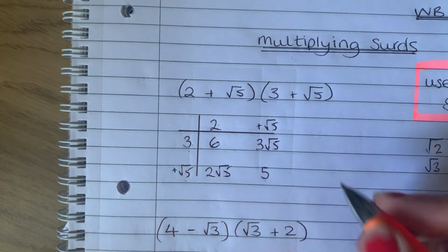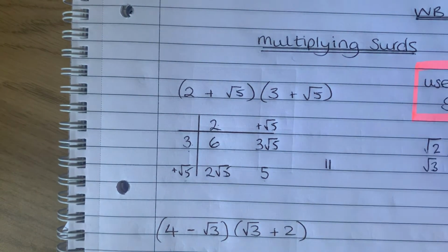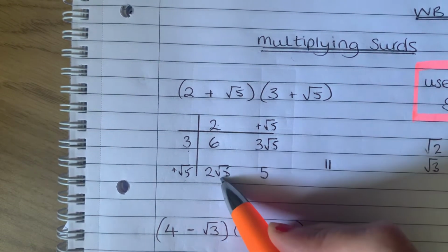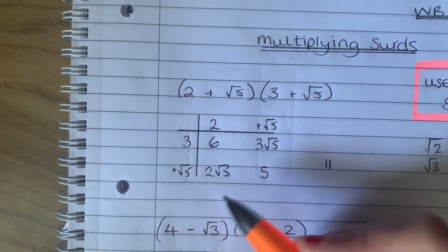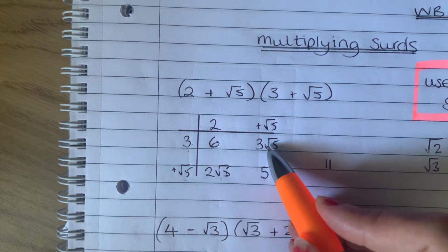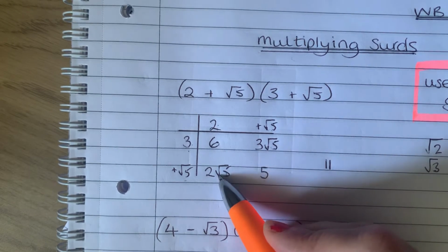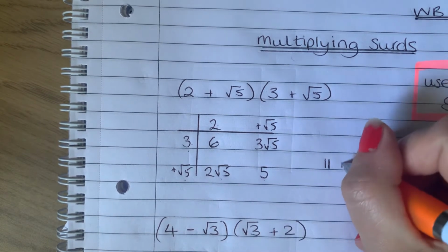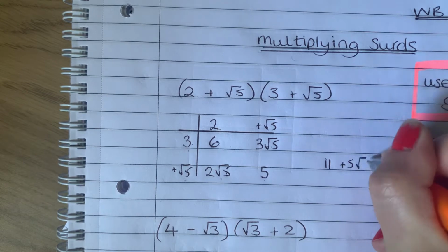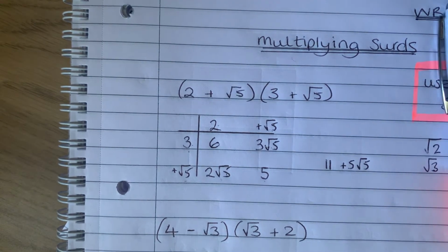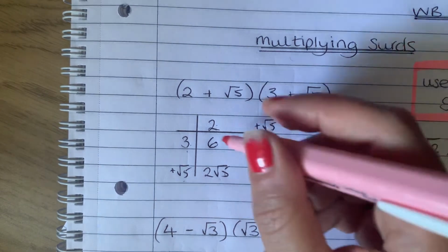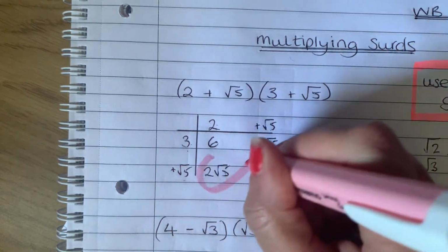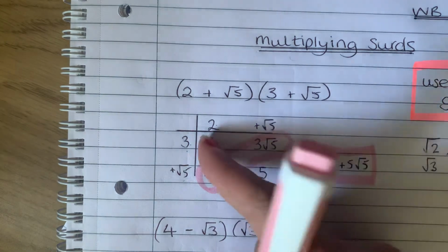So then we can collect up our terms. We've got 6 and 5 to make 11. And then we've got 3 root 5 and 2 root 5. Think of them algebraically. If that was 3a and 2a, we'd say we had 5a. So we add them. 3 root 5 plus another 2 root 5 is 5 root 5. Okay, so that's my final answer there. 11 add 5 root 5. So we've got these two added together, and then these two added together.